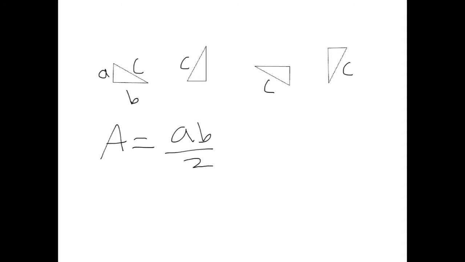So we start off with four identical triangles with these sides A, B, and C, and since they're all similar, they all have the hypotenuse of C, and the area of each of these triangles is AB over 2, and we can rearrange these triangles to make a square. So there's our square.